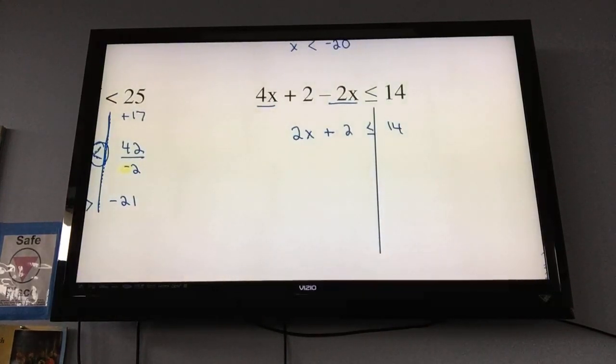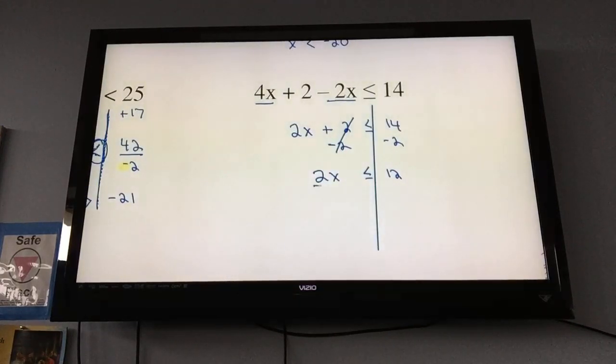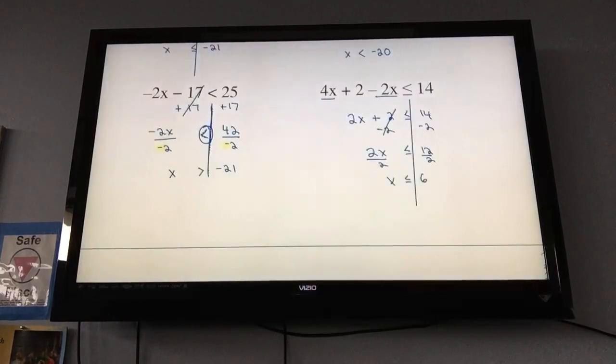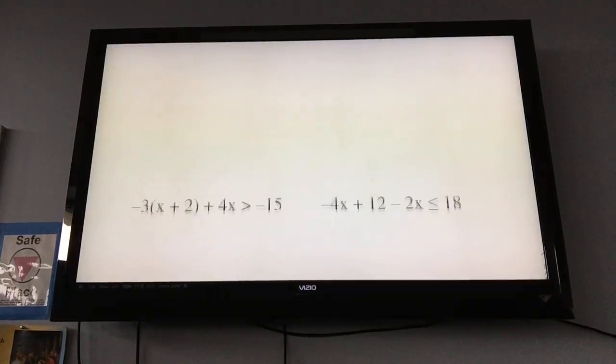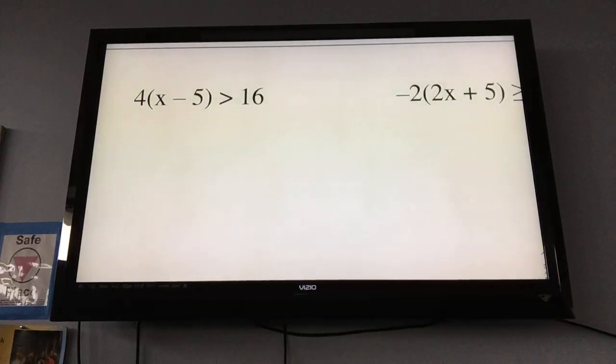Subtract 2. Next step, subtract 2. So 2x cancels. 14 minus 2 is 12. And third step, divide by 2. So x is less than or equal to 6. Solving is like the biggest thing you can do because you use solving for lots of things.